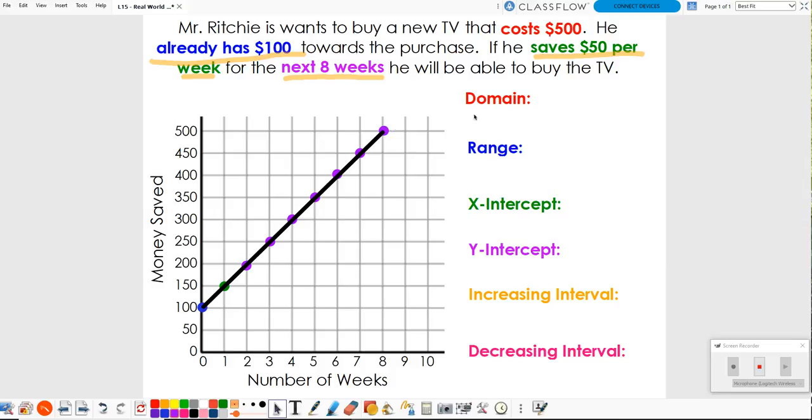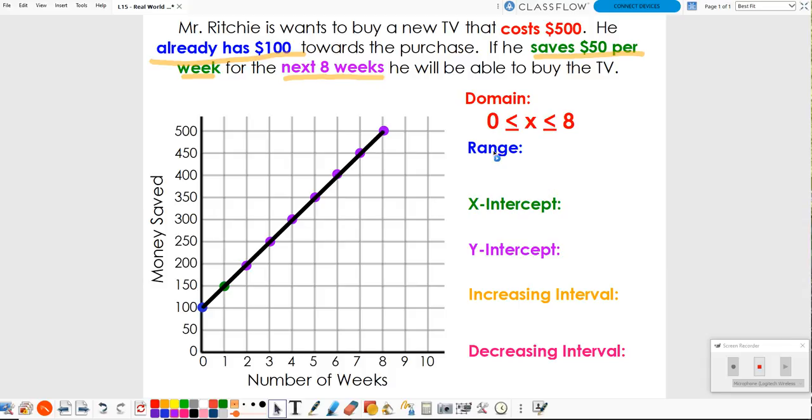Okay, once we have our graph, now we can start identifying our domain and our range. So our domain is all the x values that are part of this function. So if I think about the x value, the number of weeks that we're starting at, and the number of weeks that we're ending at, my domain goes from 0 weeks to 8 weeks. And then we use our interval notation to write that down.